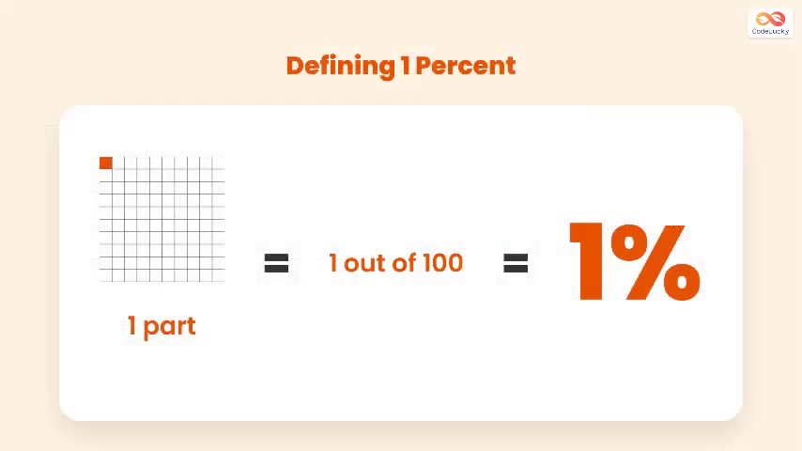We can write this relationship in a few ways. We have one part shaded. That is 1 out of 100. And using the symbol we all recognize, we write this as 1%. The symbol itself is just a shorthand way of saying out of 100.